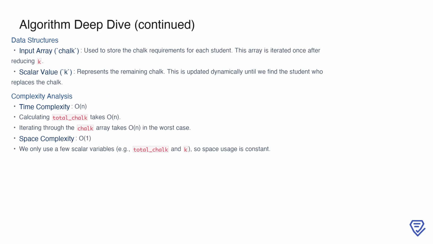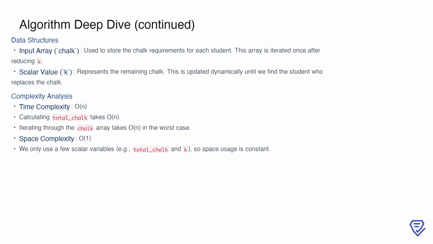In terms of data structures, the solution is straightforward. The chalk array stores the chalk requirements of each student, and we iterate through it once after reducing k. The scalar value k represents the remaining chalk and is dynamically updated during the iteration.